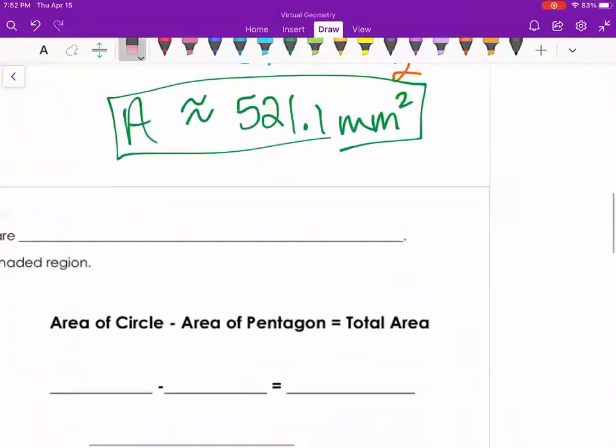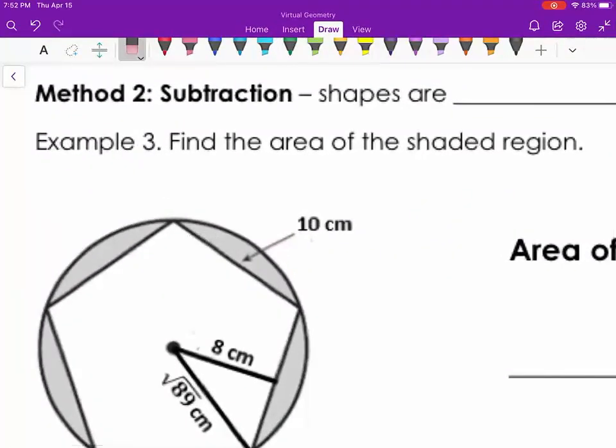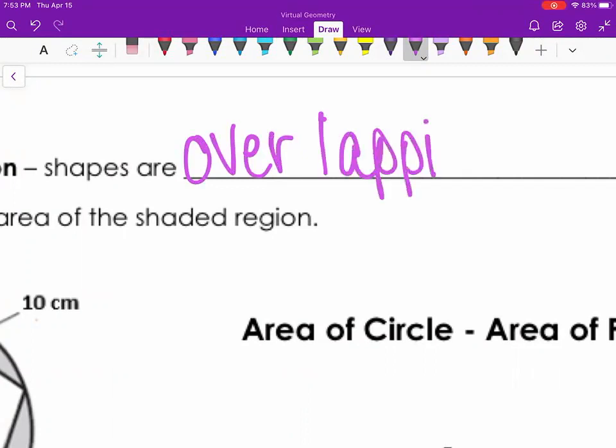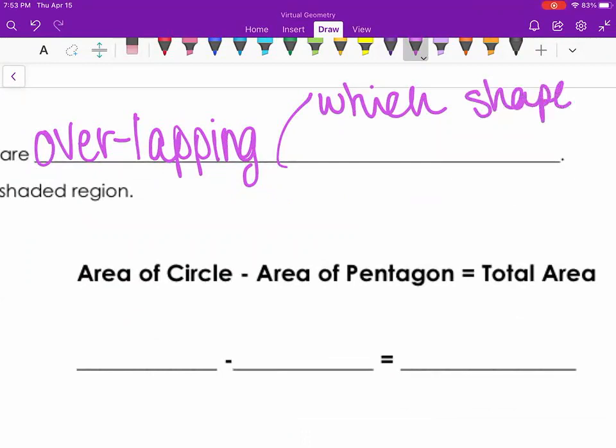Now, not always are your shapes just going to be combined, and that takes us to method 2, which is the subtraction way. So for subtraction, this is when your shapes are overlapping. And you have to make a decision when your shapes are overlapping each other, meaning part of the shape is covering another. You have to decide which shape is on top or which shape is covering part of another.